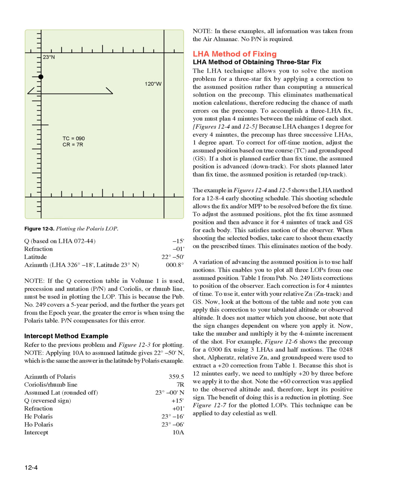Intercept method example. Refer to the previous problem and Figure 12.3 for plotting. Note, applying Q to assumed latitude gives 22 degrees 50 N, which is the same as the answer in the latitude by Polaris example. Azimuth of Polaris 359.5, Coriolis/rhumb line 7, assumed latitude rounded off 23 degrees 00, Q reversed sign +15, refraction +01, HC Polaris 23 degrees 16, Ho Polaris 23 degrees 06, intercept 10. Note, in these examples, all information was taken from the Air Almanac. No PN is required.